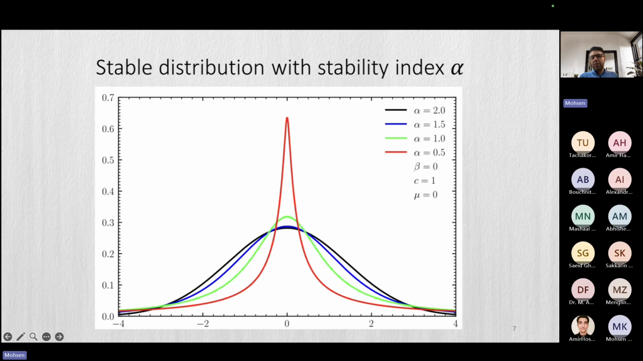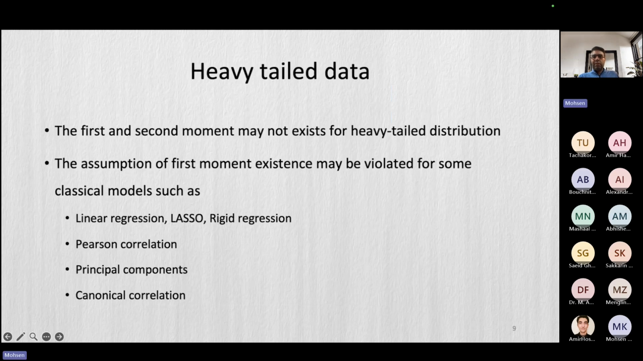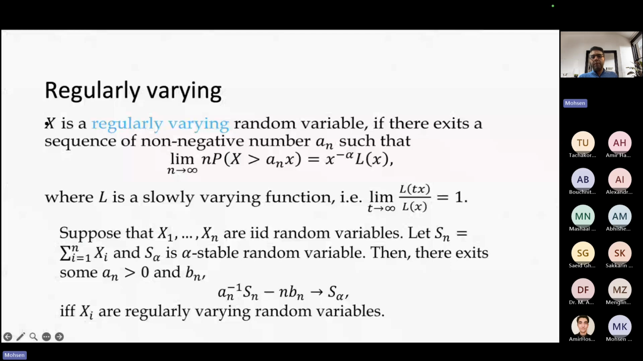For the normal, the stability index is 2. The normal is also one of the distributions that belongs to the stable family with alpha equal to 2. As you can see, the red one is a heavy tail one, and the normal one is the light tail one. Heavy tail data is almost everywhere. You can observe it almost everywhere.